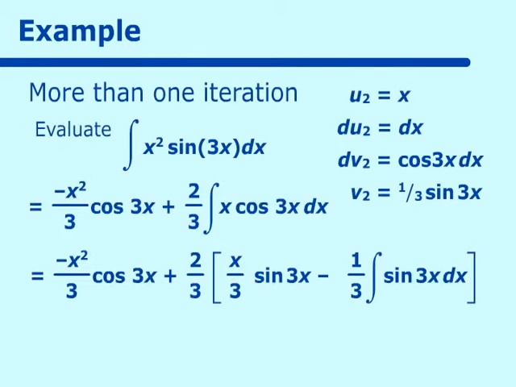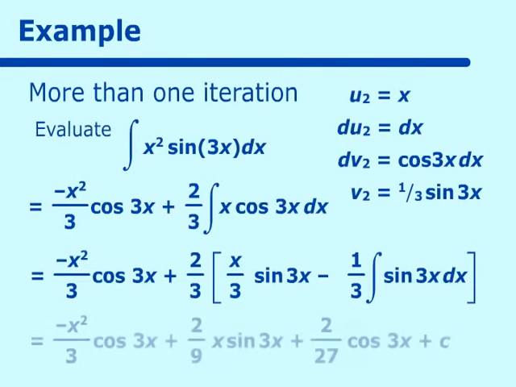Integrating the sine 3x dx, we get negative 1/3 cosine 3x. So let's put this into our formula and multiply out. So we get negative x squared over 3 cosine 3x plus 2/9 x sine 3x plus 2/27 cosine 3x plus c.